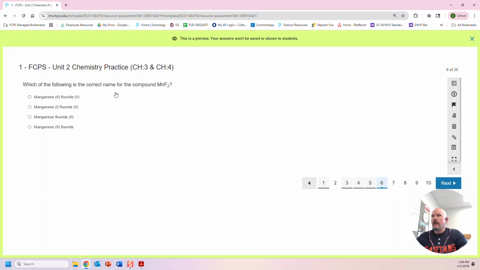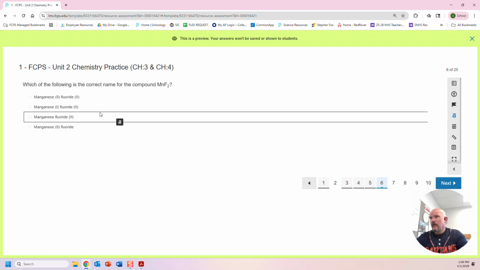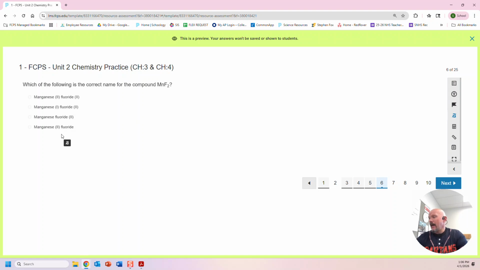Which of the following is the correct name for the compound MnF2? So we have to remember that Mn is a metal, so this is an ionic compound. So remember to name the ionic compound, can I eliminate choices? To name an ionic compound, you name the cation, which is manganese in this case, and then you name the anion. F minus is fluoride, right? So this is going to be manganese fluoride.